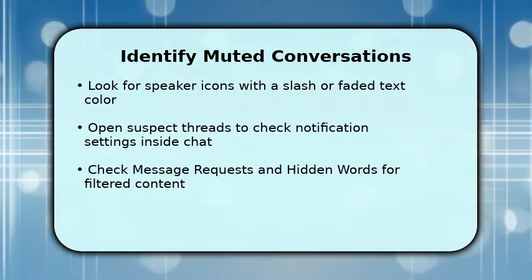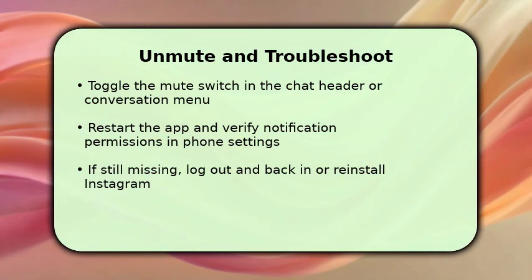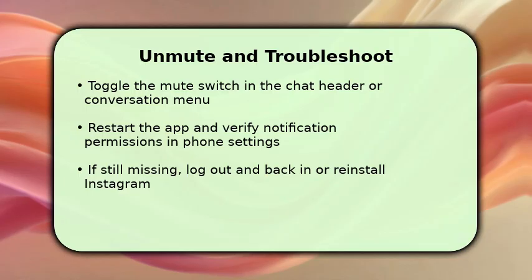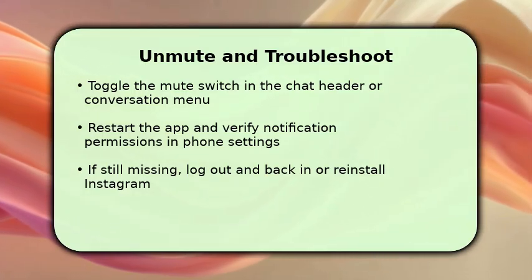To finish, unmute the conversation by opening the chat, tapping the profile header, and switching off mute messages or mute notifications. Once you've done that, send a test message or have the other person send one to confirm alerts return.